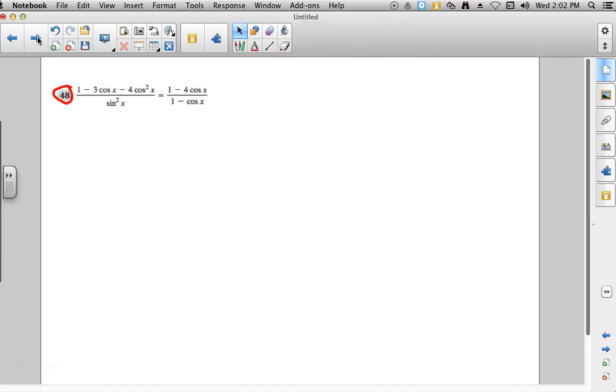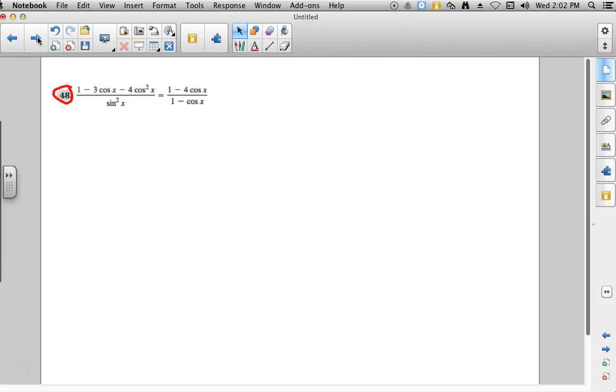Then the next one on your list was number 48. And in number 48, we have 1 minus 3 cosine x minus 4 cosine squared x over sine squared x. And somehow we want that to become 1 minus 4 cosine x over 1 minus cosine x. So here's what we need to do.